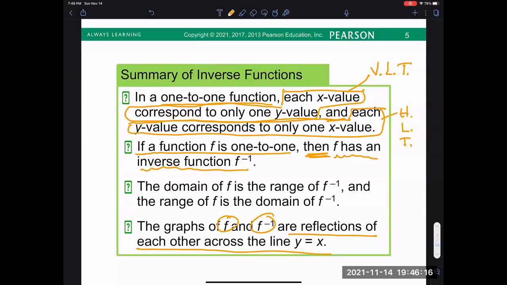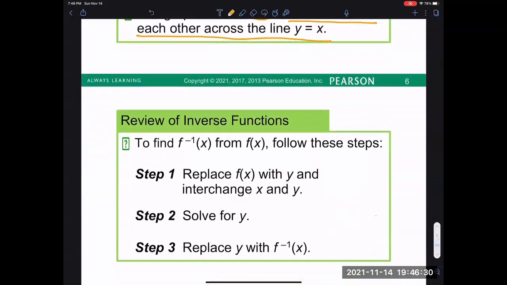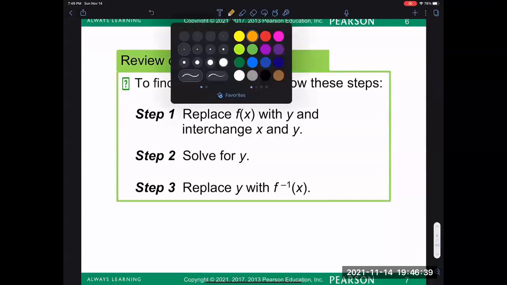All right, so that's the summary of the idea and the properties of functions and their inverses, how they relate to each other, and what you need to have about an original function in order to then come up with an inverse function. So in the next slide, they review an algebraic process, typically introduced in Algebra 2. And so let's review that.